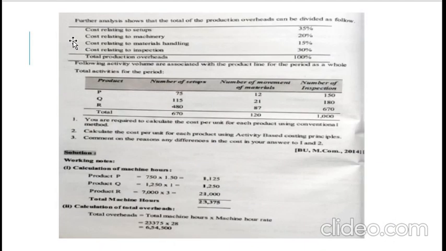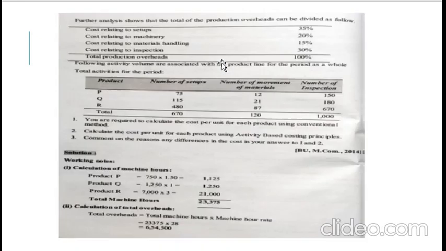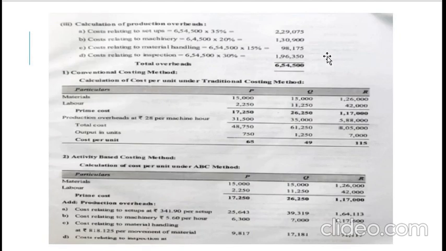Next is your cost relating to material handling, which is 15%. So total overhead of 6,54,500 into 15% will give you 98,175. The next activity cost is inspection, which is 30% of your total overhead. 6,54,500 into 30% will give you 1,96,350. So when you total up, you'll get your total overhead expenses.